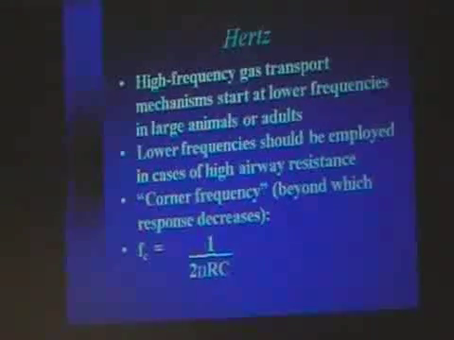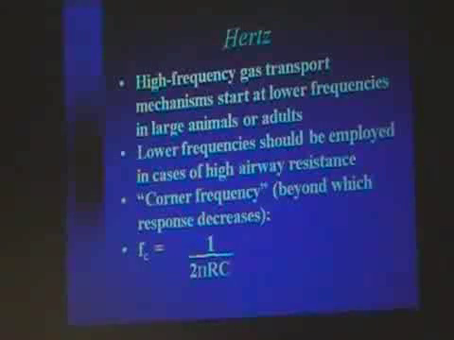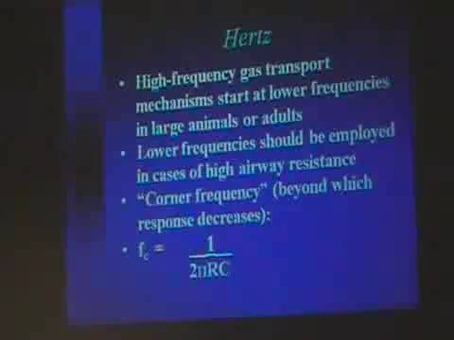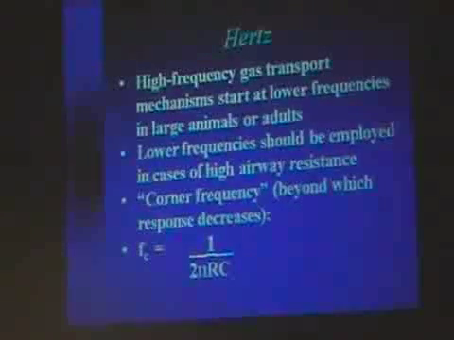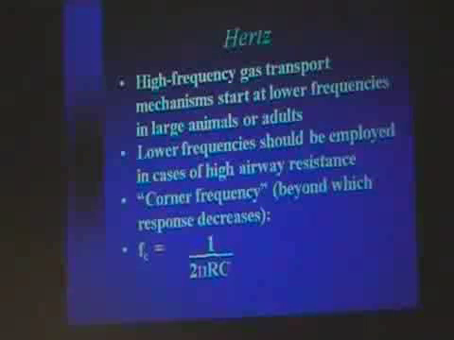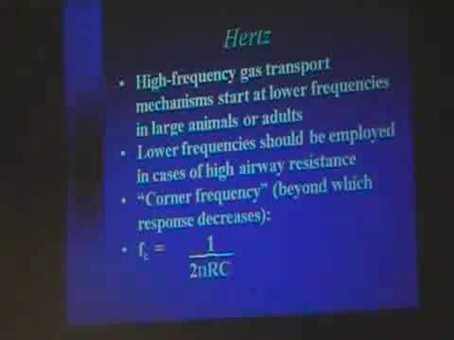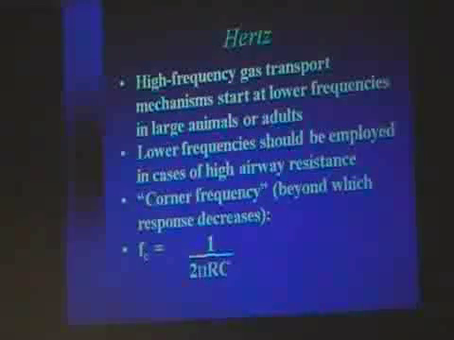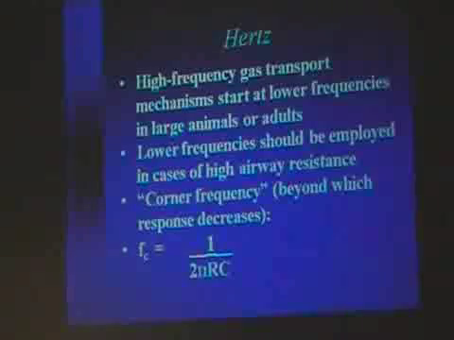Now, here's some information that might be helpful as you try to figure this out. High-frequency gas transport mechanisms start at lower frequencies in large animals or adults. In other words, remember we talked about all those things in Jane Pillow's diagram. That's going to start at lower frequencies when you are an adult, or a large pig or an adult sheep or whatever. Those kinds of physics change at lower frequencies in large animals or adults. Lower frequencies should be employed in cases of high airway resistance. And if you think about that, that makes a lot of sense.